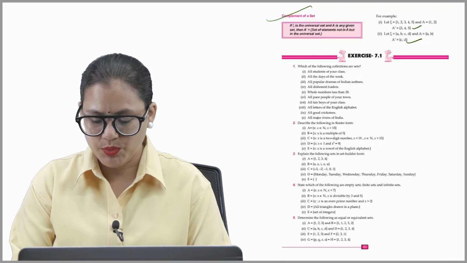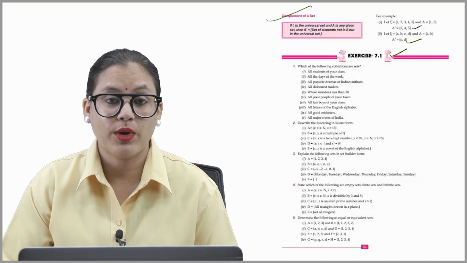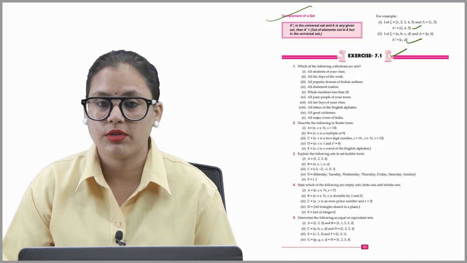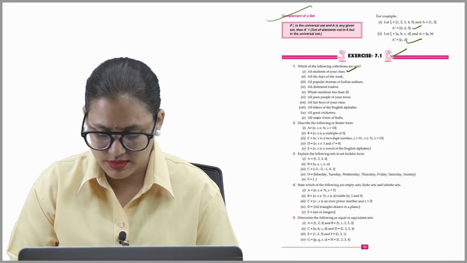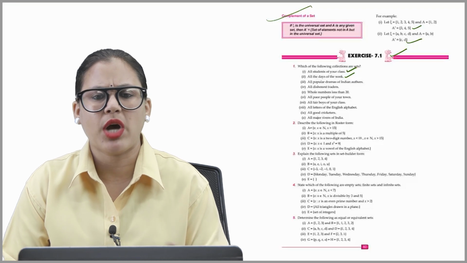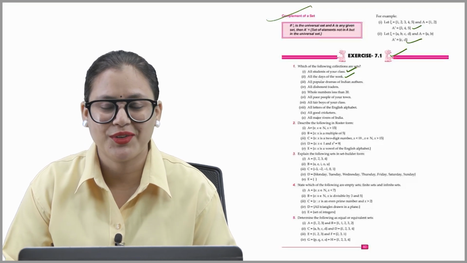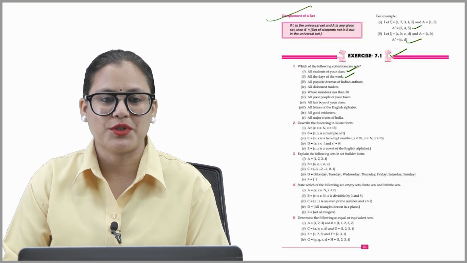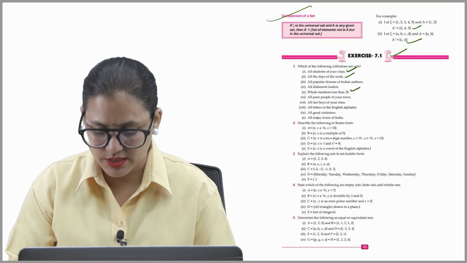Let's do exercise 7.1. Number 1, which of the following collections are sets? Number 1, all students of your class, of course, a collection of set. All the days of the week, yes, this is also a collection of set. Next, all popular dramas of Indian authors, no. All dishonest traders, no, because dishonest is a relative term. Whole numbers less than 20, of course, this is a collection of set.